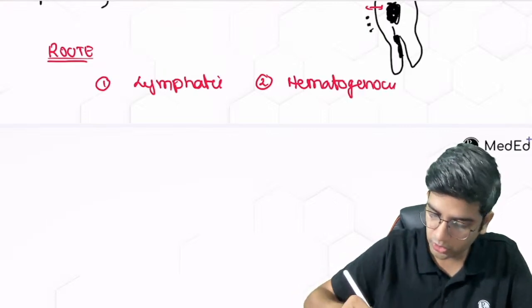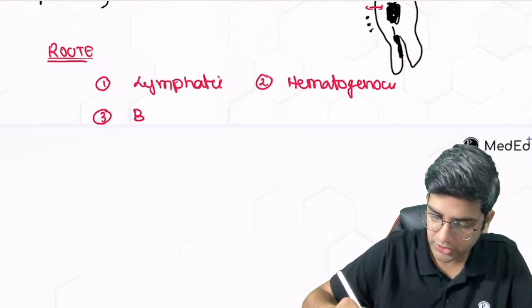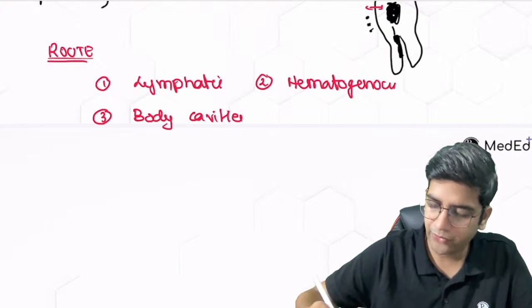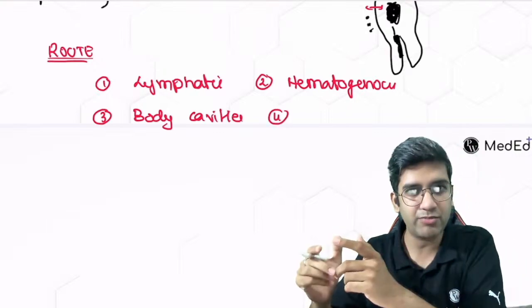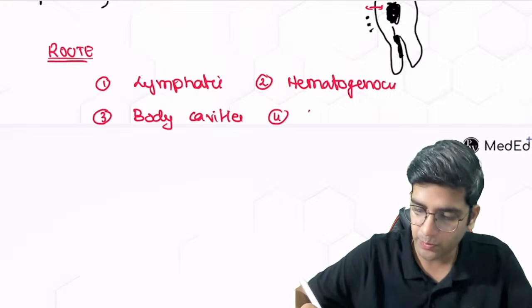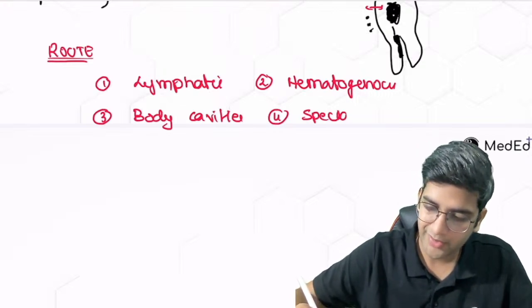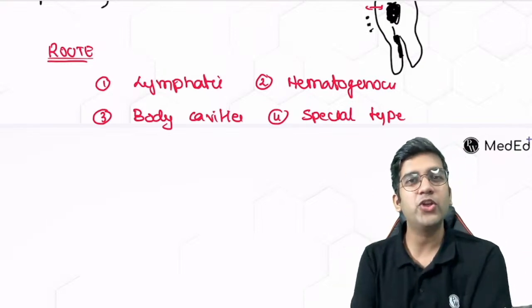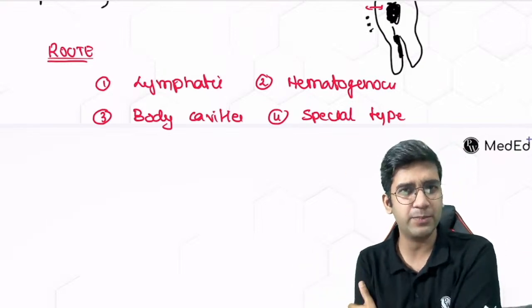Perfect. Transcoelomic is also good. Third, don't miss this: seeding into body cavities. Fourth, if you want to score an extra mark in your exam, add on special subtypes. Everything has special types. Some tumors may not follow any of these routes. They grow in a different way. I'll give you examples for that also.